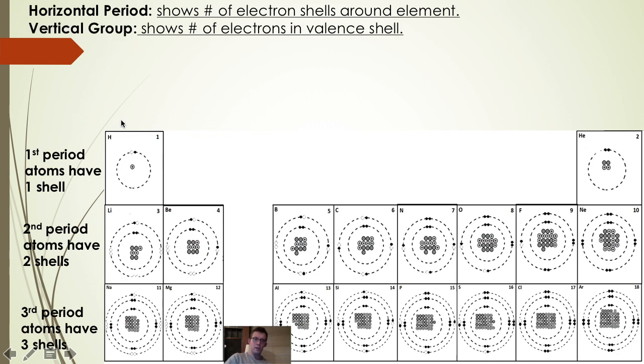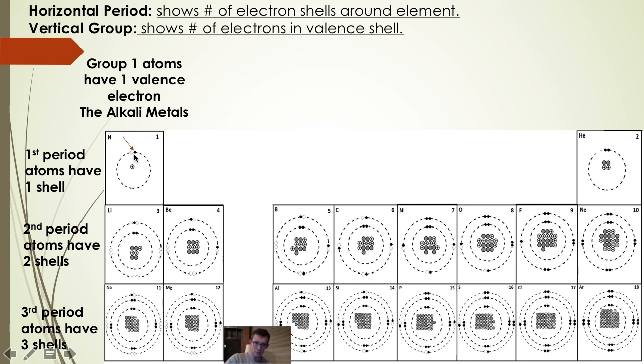Each vertical group on the periodic table shows us how filled up those valence shells of electrons are. So elements in group 1 just have a single valence electron. You can see that hydrogen has just the one valence electron in its outside shell. Same thing with lithium, just one electron in its valence shell, and sodium as well.